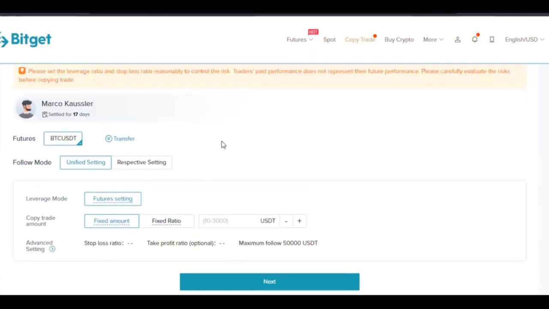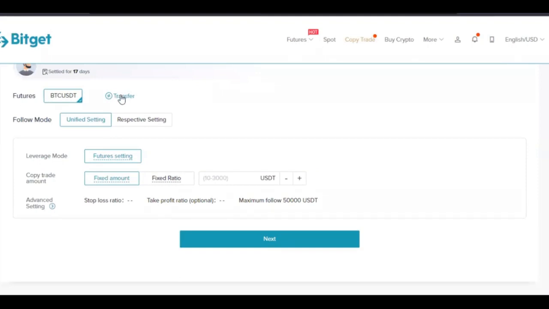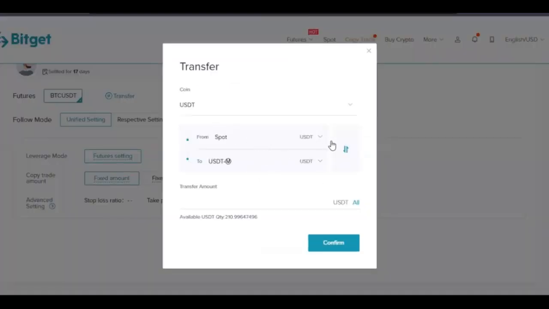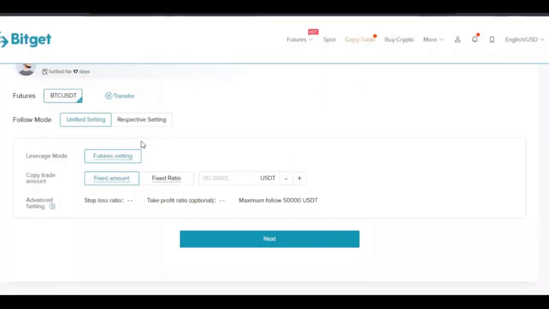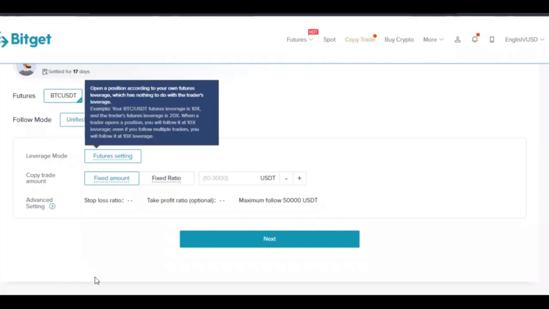So if you want to transfer funds to your futures account, you click on this transfer option here, and then you can transfer funds from your spot account to your futures account. Once you go ahead, if I click on all here, I can confirm this, and this will automatically transfer all these funds into my futures account.